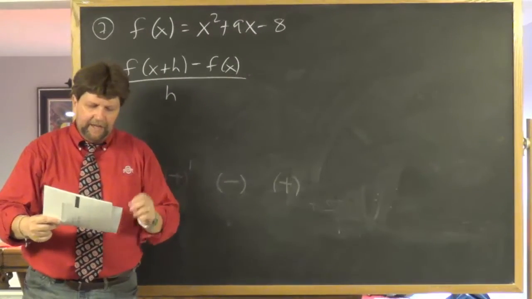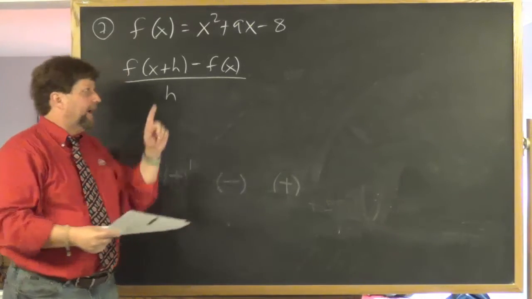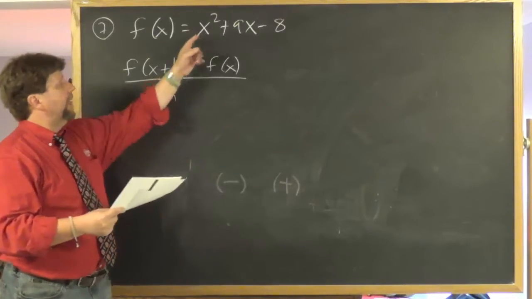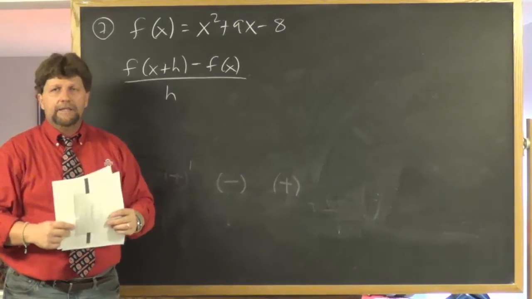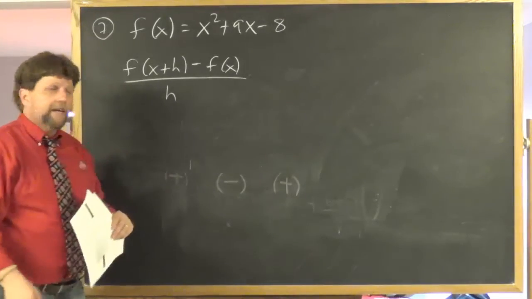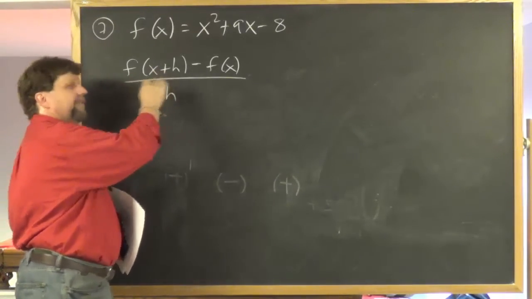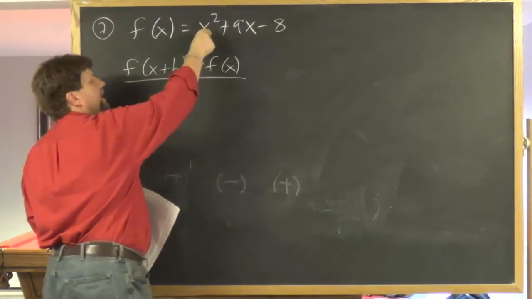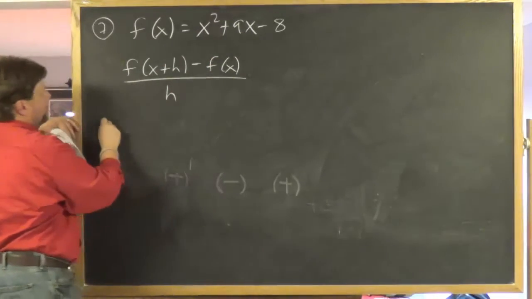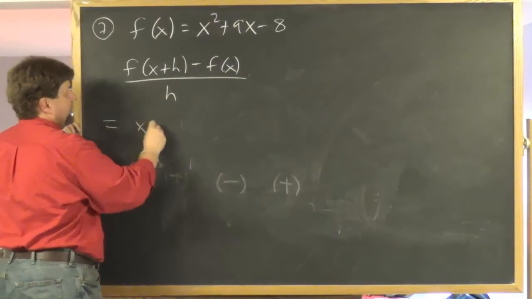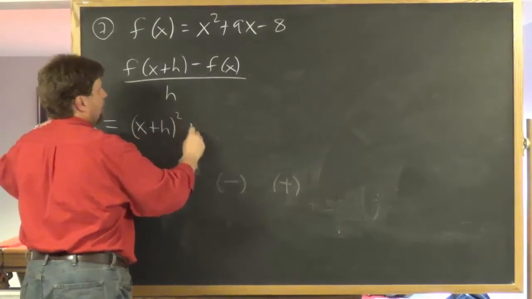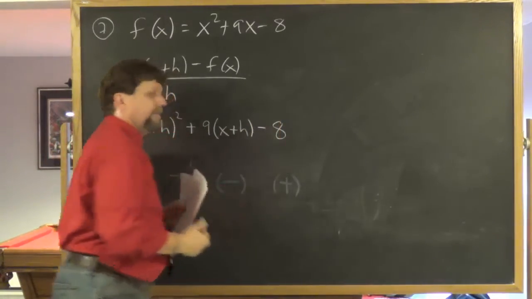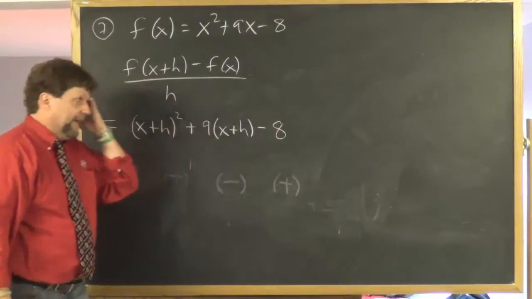All right, hey, here in number 7, I asked you to evaluate and simplify f of x plus h minus f of x, all over h, for the function x squared plus 9x minus 8. So, here we go. To get started, remember to determine the f of x plus h. Wherever you see an x, you're going to substitute in x plus h. So f of x plus h is the quantity x plus h squared plus 9 times x plus h minus 8. All of this is f of x plus h.